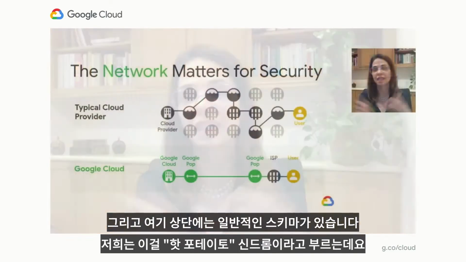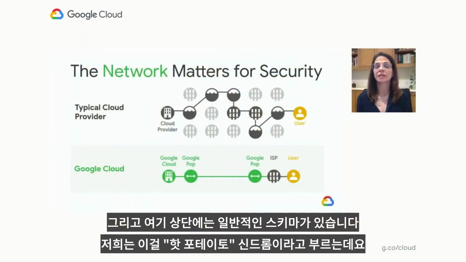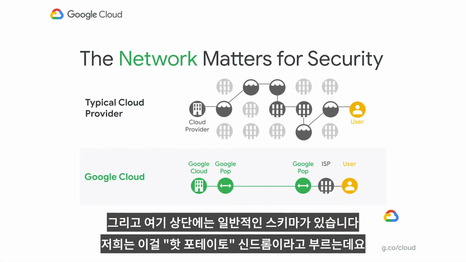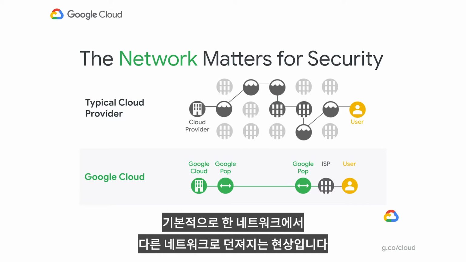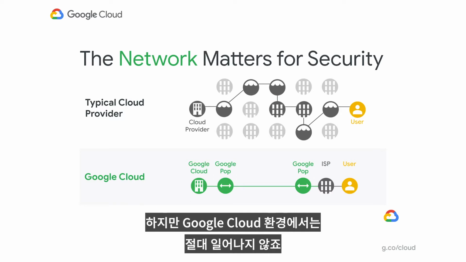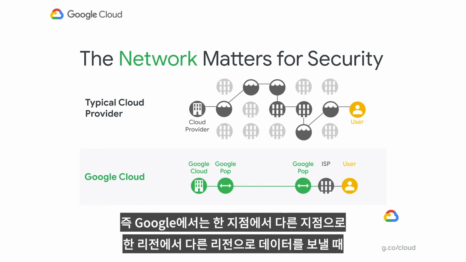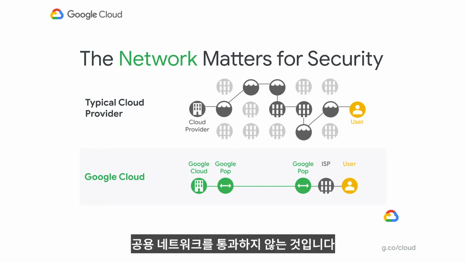And the network does matter. The network matters tremendously for security. And on the top here, there's a typical schema going on, what we call the hot potato syndrome, where basically one of your data packets gets tossed around essentially from one network to another on its way to its final destination. In Google Cloud, that never happens. Essentially, again, we send your data from one point to another, one region to another, without traversing the public networks.